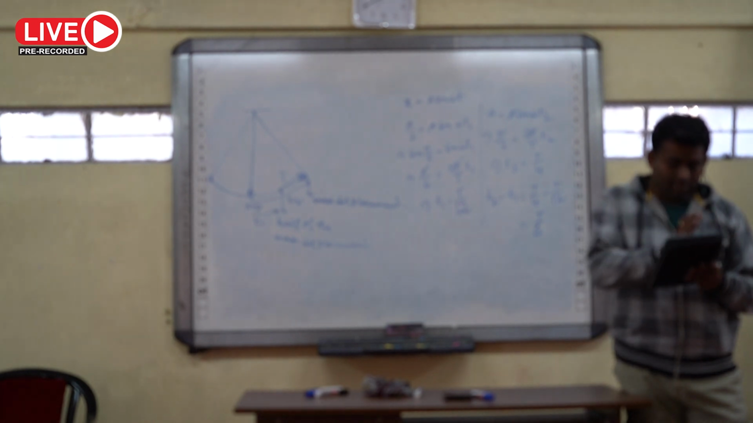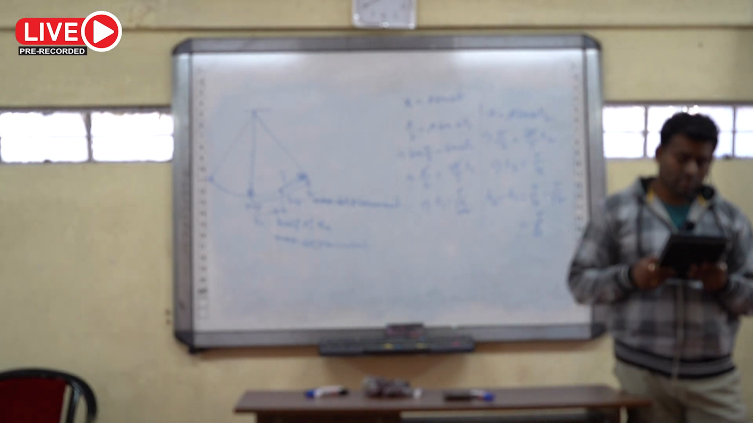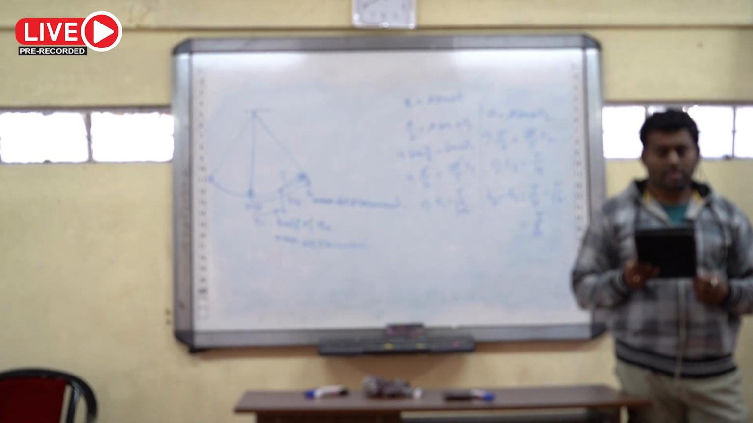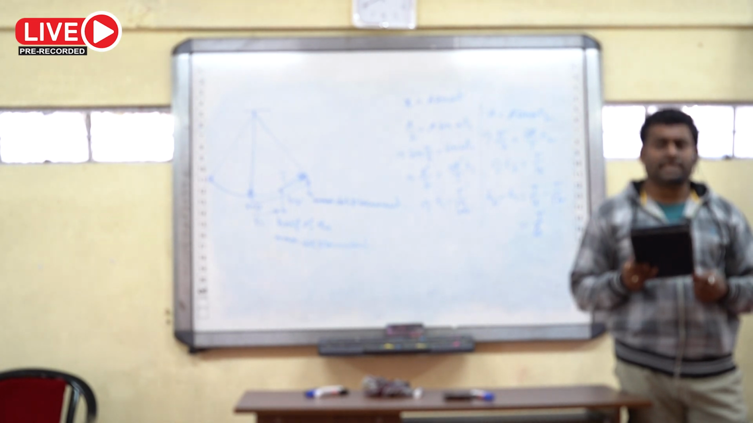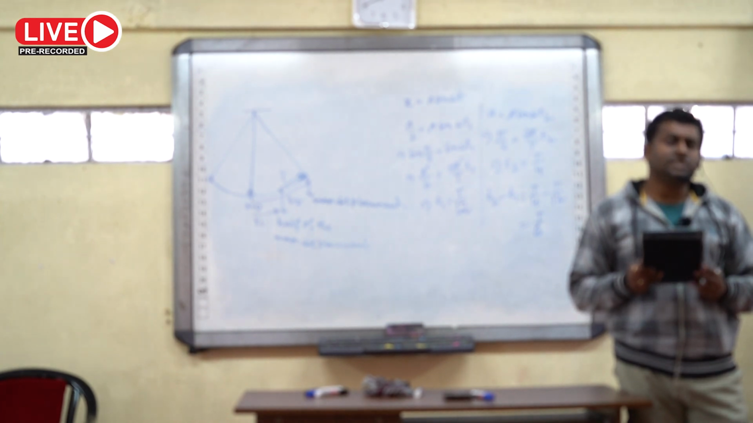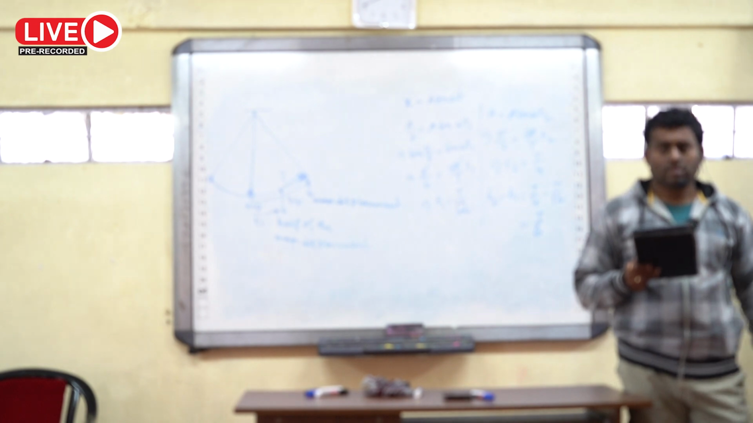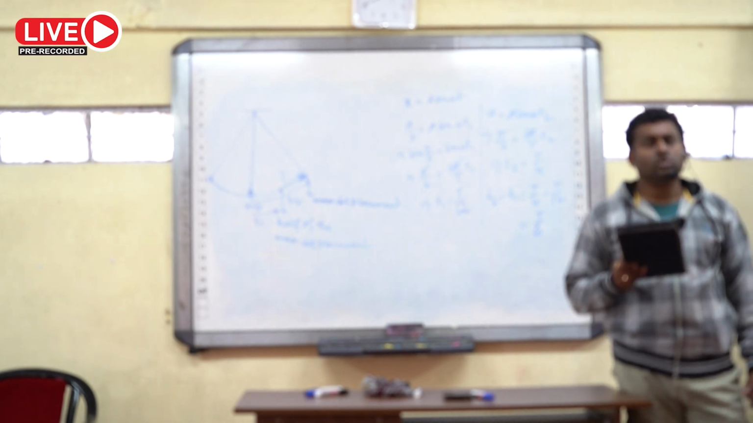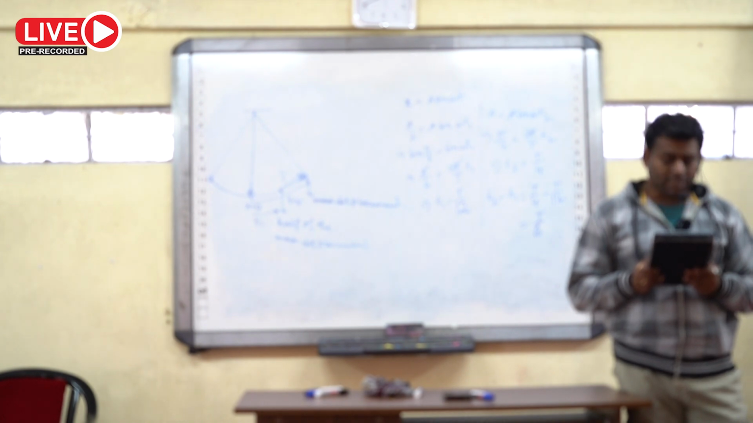The distance of the particle from the mean position at which the speed of the particle becomes 8√3 centimeter per second will be: option A 2√3 centimeter, option B √3 centimeter, option C 1 centimeter, option D 2 centimeter.